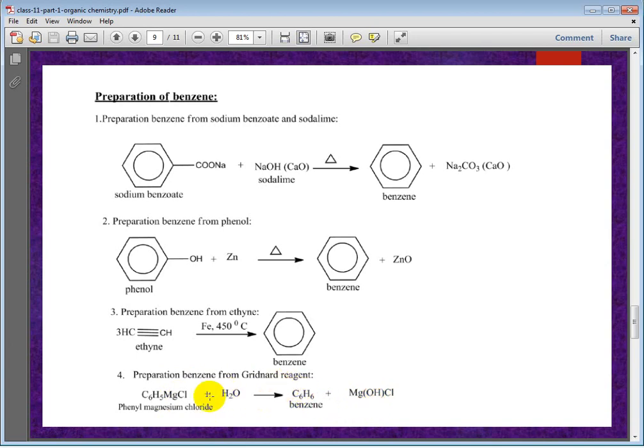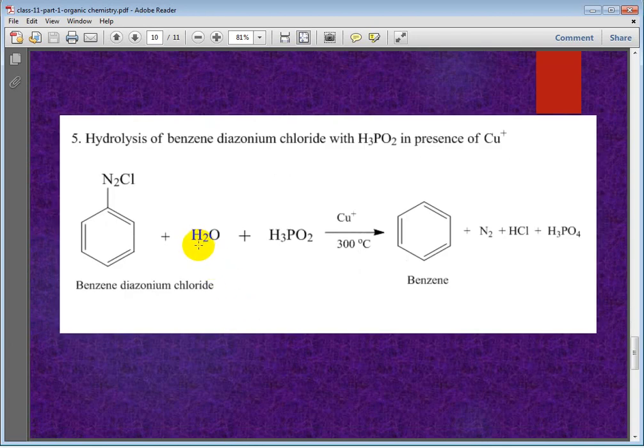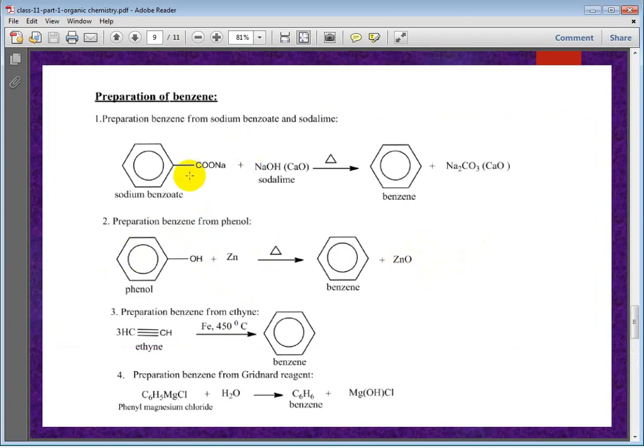So benzene is formed by hydrolysis of Grignard reagent, and also by hydrolysis of benzene diazonium chloride. These six reactions are very important. You have to memorize these six reactions. Okay, five reactions: if sodium benzoate and soda lime are heated, benzene is formed. It is the last day's question and answer.